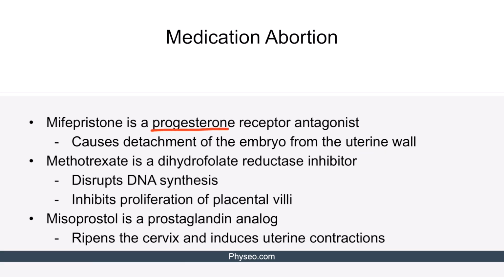Mifepristone is a progesterone receptor antagonist, and it effectively causes detachment of the embryo from the uterine wall. And methotrexate is a dihydrofolate reductase inhibitor that terminates a pregnancy by disrupting DNA synthesis and inhibiting proliferation of placental villi. Lastly, misoprostol is a prostaglandin analog that ripens the cervix and induces uterine contractions, causing the uterus to expel the products of conception. So taking a step back, it actually makes sense that mifepristone and misoprostol are the gold standard when used together. Mifepristone causes detachment of the embryo, and then misoprostol expels it.